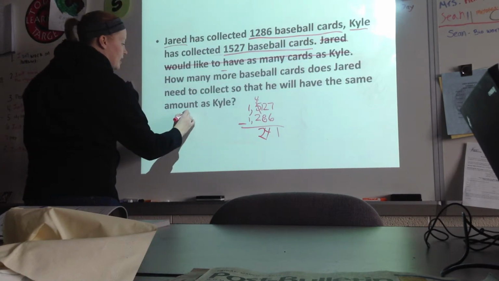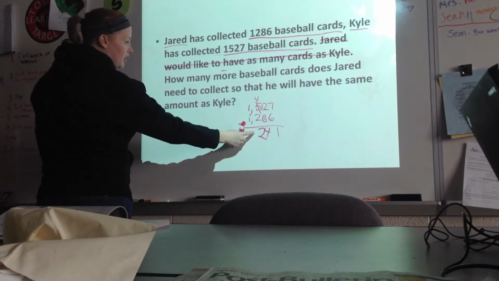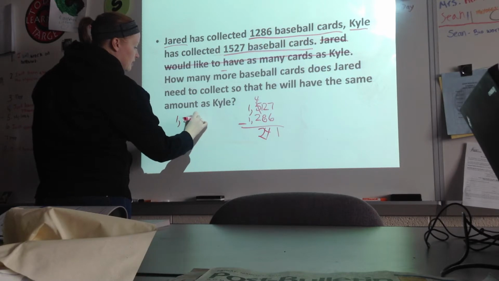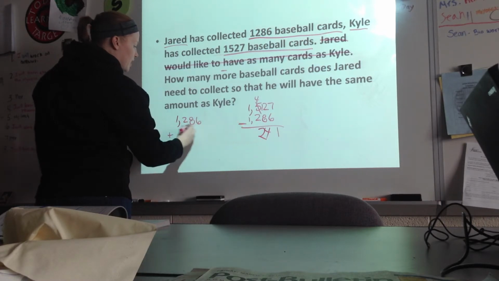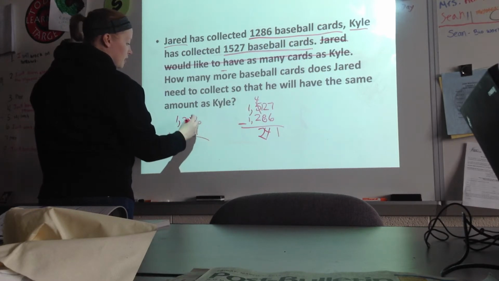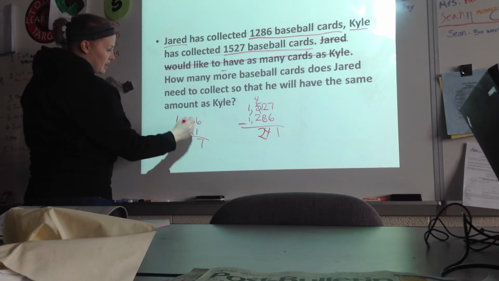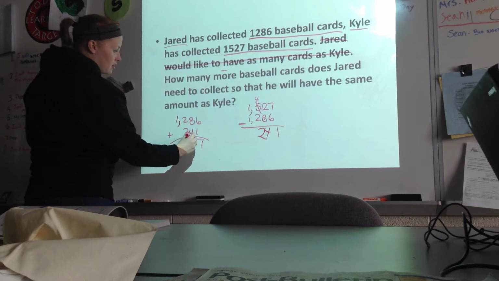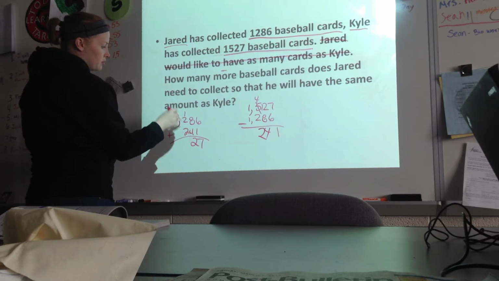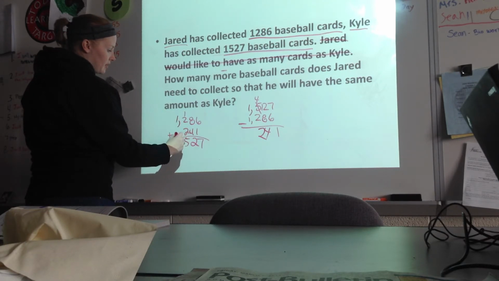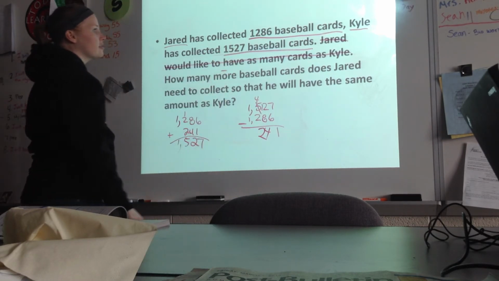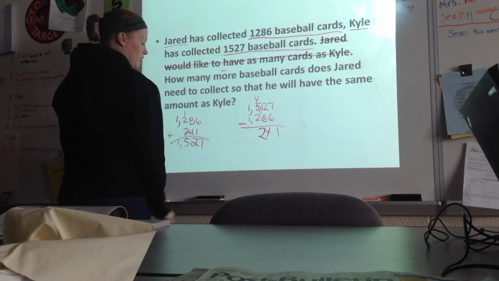So I'm going to check my answer. And I like checking by adding. So I'm going to do 1,286 plus what I got for the difference. And if I equal this number, then I know I am correct. So 6 plus 1, 7. 8 plus 4, 12, so I'll go back. 2 plus 2, 4 plus 1 is 5, and then drop the 1 down, 1,527. And that is how many cards that Kyle had. So I know this is correct.